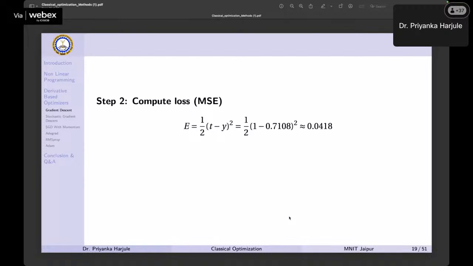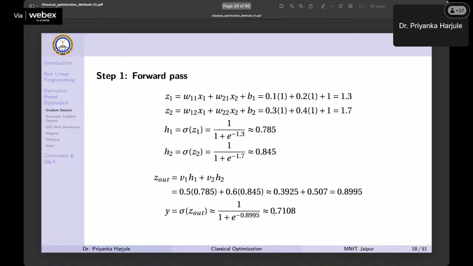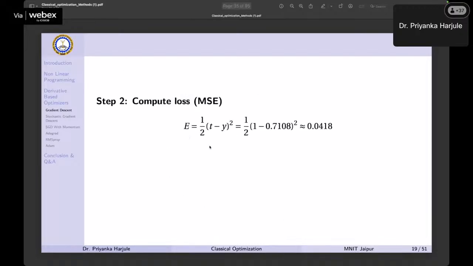So to do that, we have to compute the loss. As I said, our target was t is equal to 1. That was the actual value for the output, and what we predicted is 0.71. So the error is half of t minus y the whole square, that is 0.0418. So the entire goal using the gradient descent is to minimize this error.